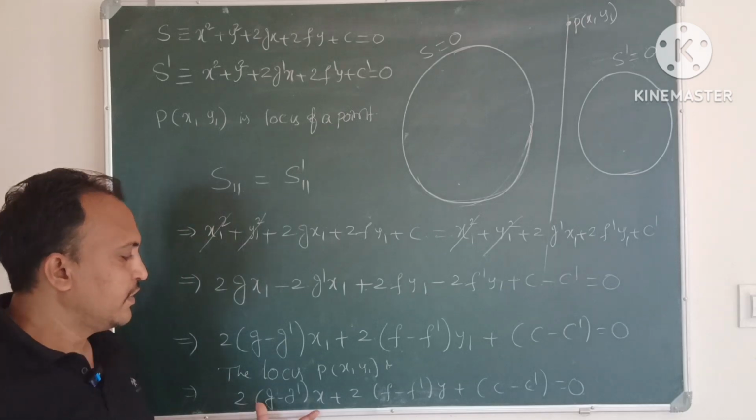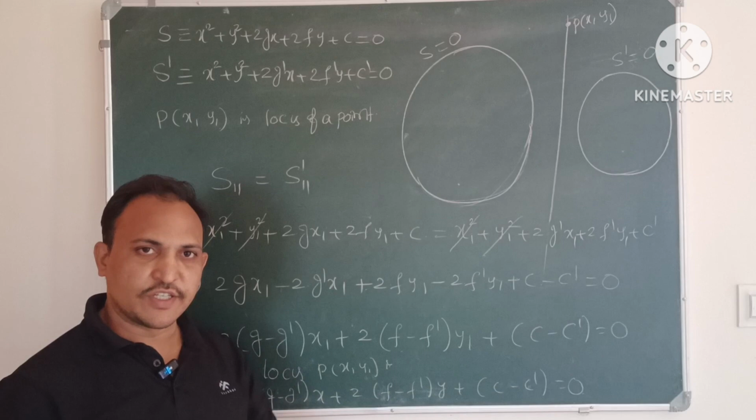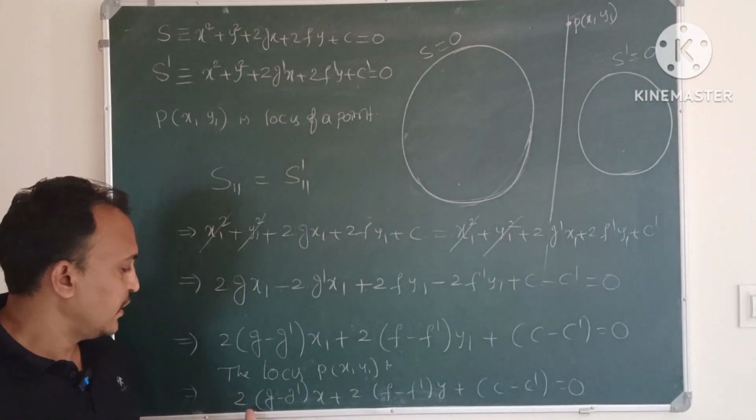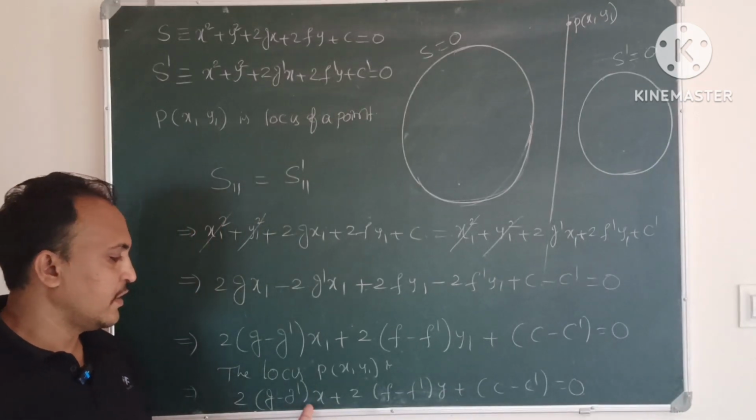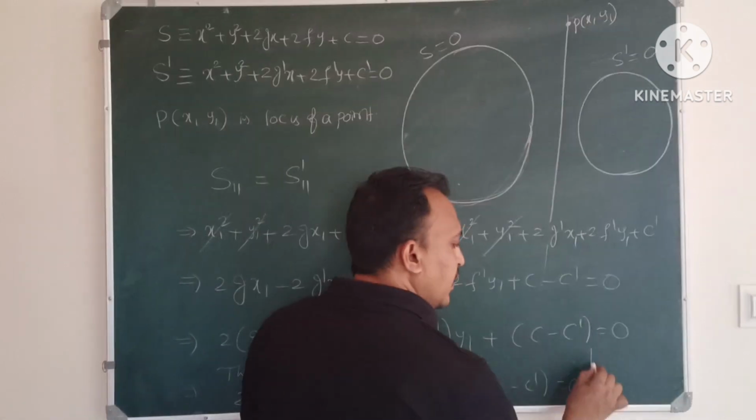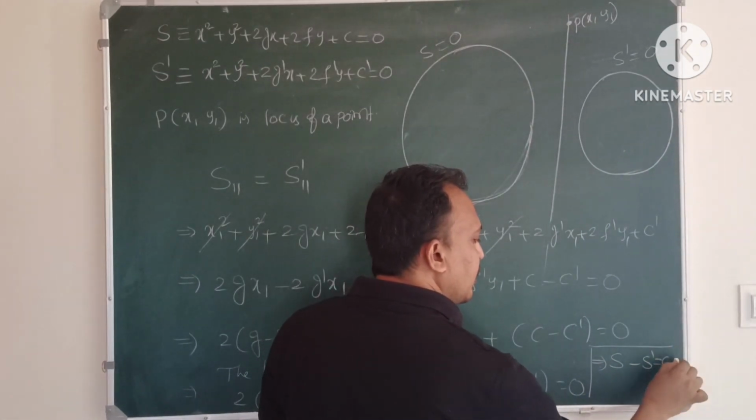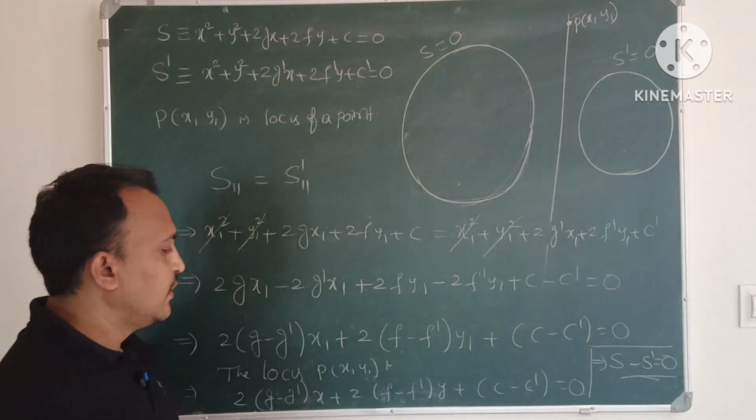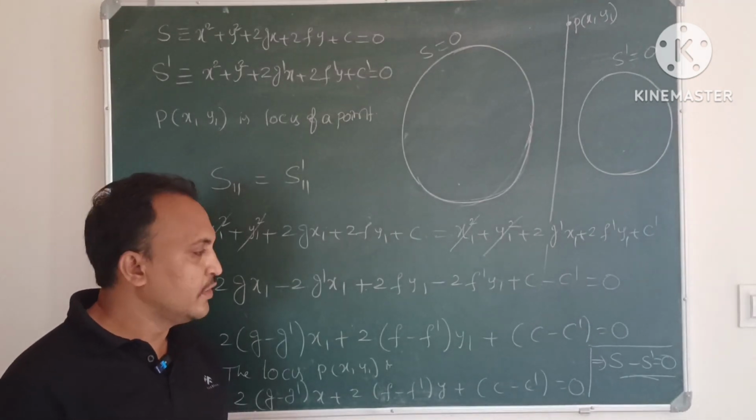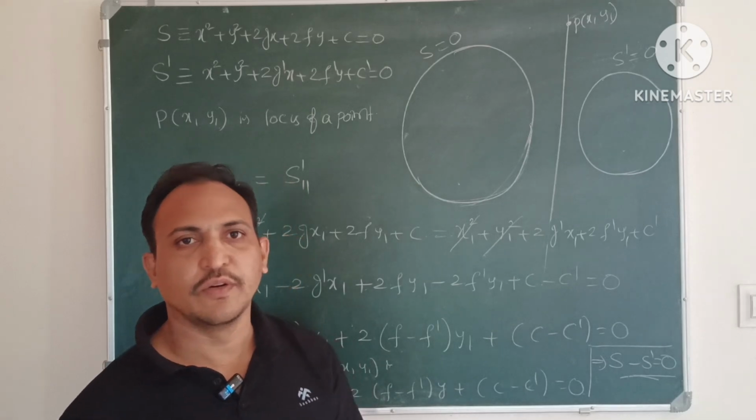So this is the equation of a straight line, right? x, y and a constant. So the radical axis is nothing but the equation of a straight line. Clearly, to find the equation of the radical axis directly, you can use S minus S dash equal to 0. If you subtract these two directly, you will get this, right? So the equation of a radical axis is S minus S dash is equal to 0.